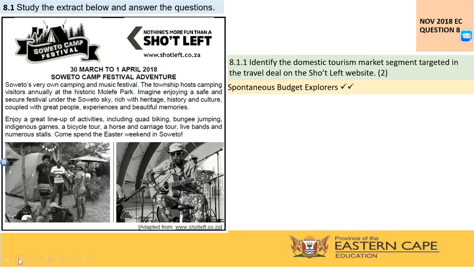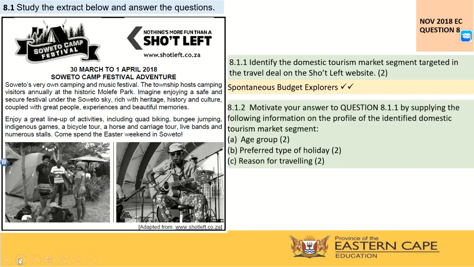Why spontaneous? Because there are a variety of activities on offer and various things can be done on the spur of the moment. Budget explorers. The word budget refers to the fact that this market segment is aware of their budget and doesn't have the financial capacity to stay in 5-star hotels and bed and breakfasts. So therefore a Soweto Camp Festival would suit them perfectly.